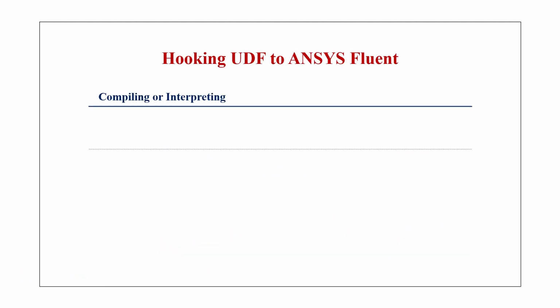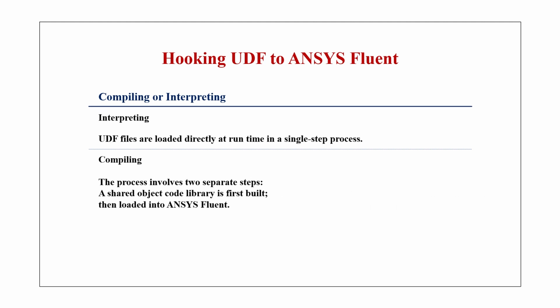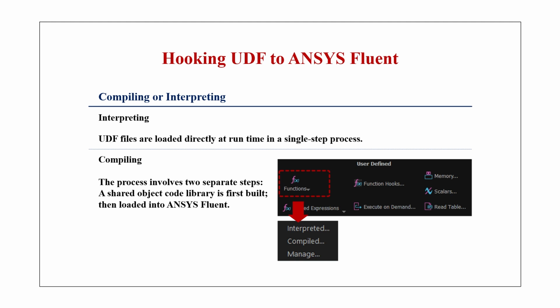There are two methods to execute a UDF program in Fluent software. The first one is interpret method. UDF files are loaded directly and in a single step process at runtime. The second one is compile method. This method involves a two-step process where a shared library file is first created and then loaded into the ANSYS Fluent software.